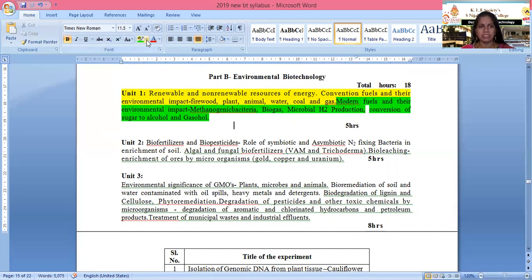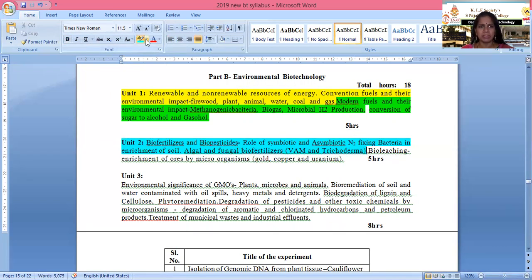Then coming to unit 2, quite interesting. Almost all units are very interesting in your paper 5. Unit 2, biofertilizers and biopesticides. Under that, you are going to study the role of symbiotic and asymbiotic nitrogen fixing bacteria in enrichment of soil, algal and fungal biofertilizers. There you are going to focus on VAM, that is vesicular arbuscular mycorrhizae, and Trichoderma.